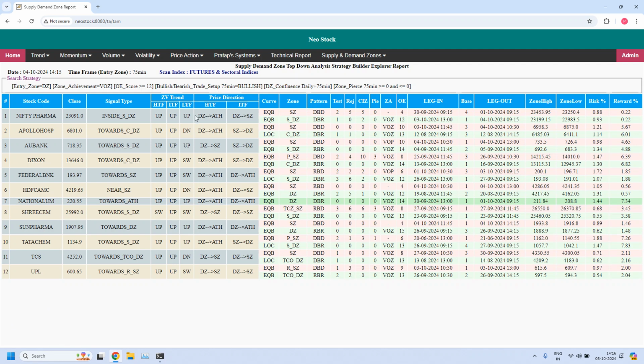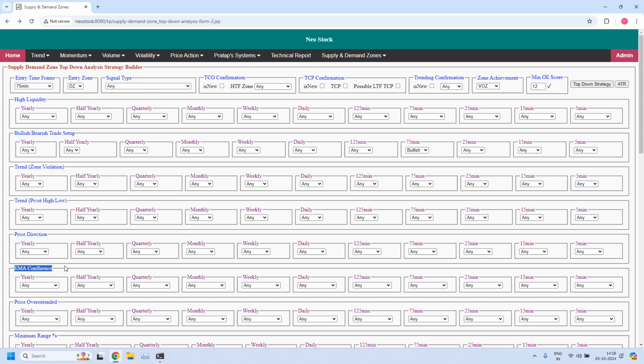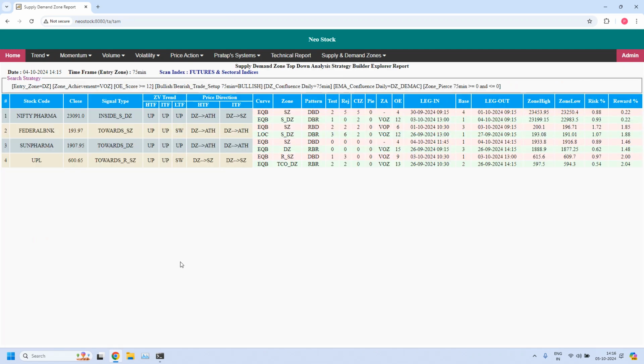Because the daily zone trend is uptrend in all these stocks, if they are having daily EMA Confluence, it is even a high probability setup, because probability will be improved further with EMA Confluence. Because the 75 minutes zone is part of the daily zone, and also having EMA Confluence on daily time frame, that is a daily demand zone with daily EMA Confluence, trend is up, daily trend, and 4 stocks are filtered. These 4 stocks are high probability setups compared to the earlier filtered list.